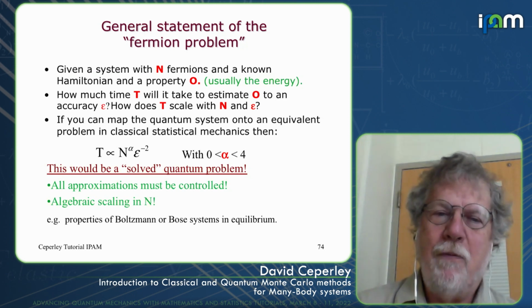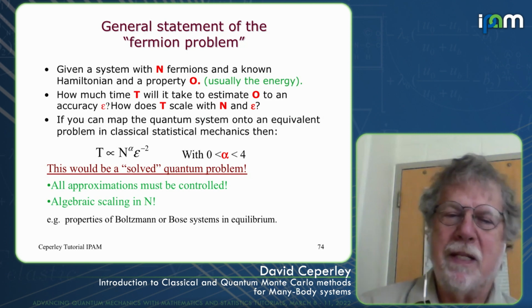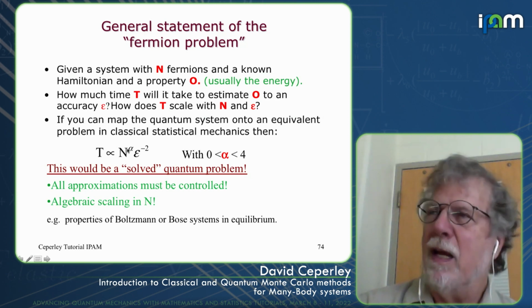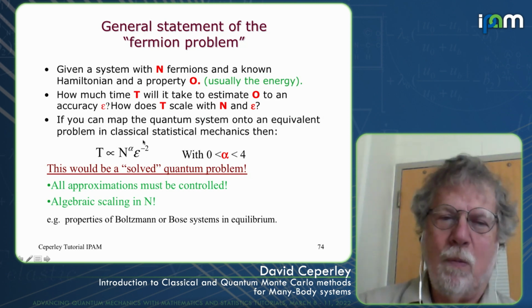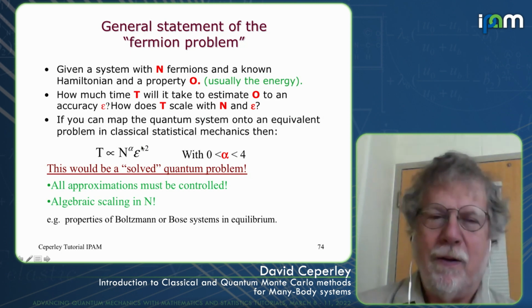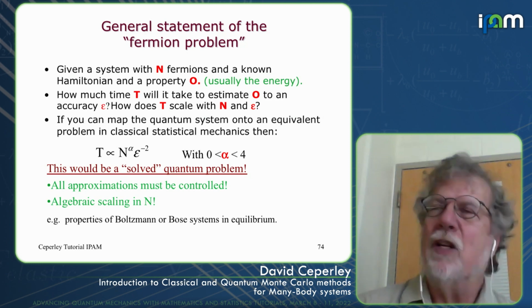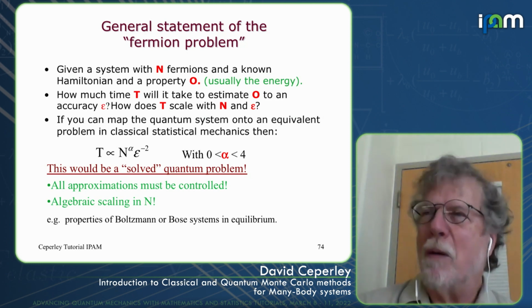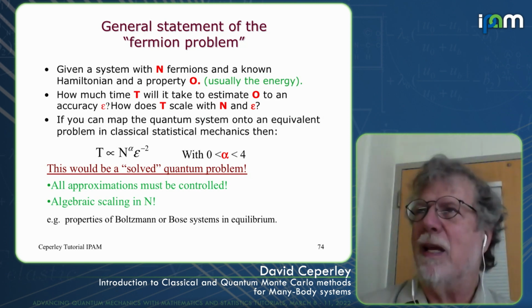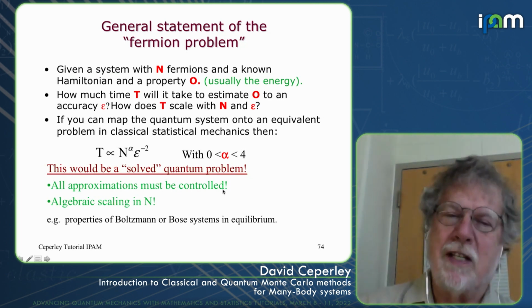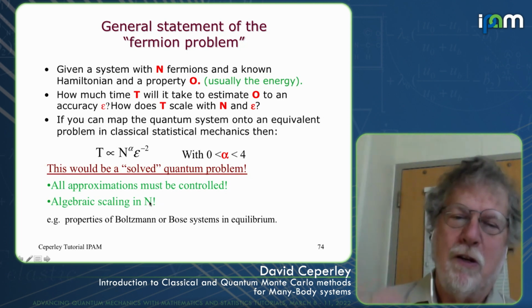Okay. If you can map it onto an equivalent problem in stat mech, then the computer time would scale polynomially with the number of particles and 1 over epsilon squared, right? That would be a solved problem. But this is not true in quantum mechanics. Unfortunately, it can grow exponentially in the number of particles. And you want this exponent alpha here not to be too big.